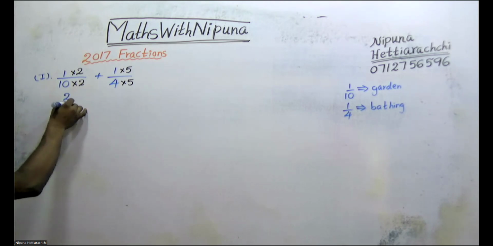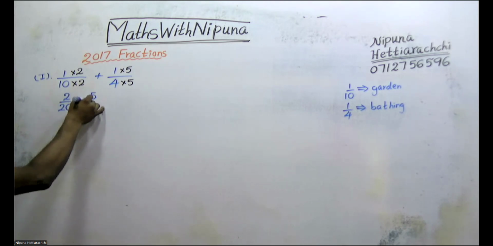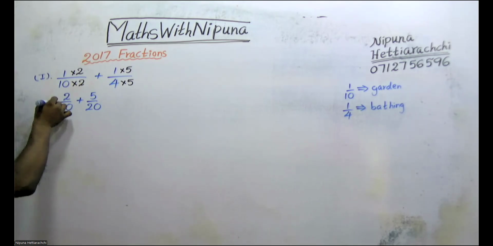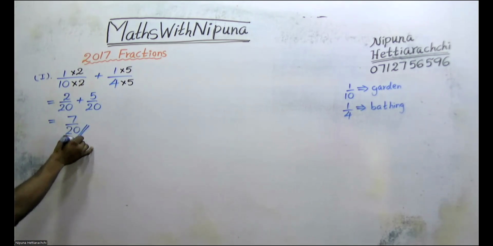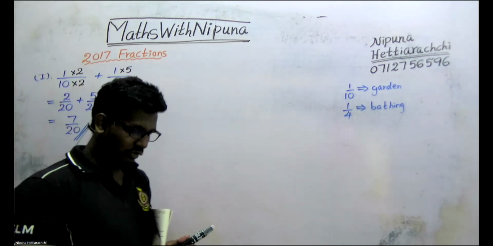2 out of 20 plus 5 out of 20. Then the numerators will be added, and the answer becomes 7 out of 20. 7 over 20. That is the total fraction.